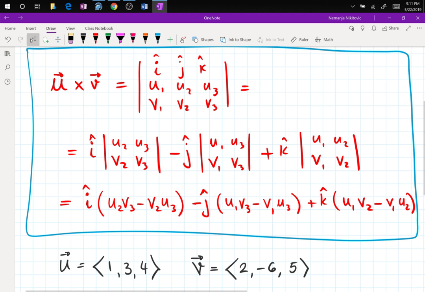Finding u cross v or v cross u? U cross v. It's not commutative, but it's very close to being commutative. We'll talk about it.